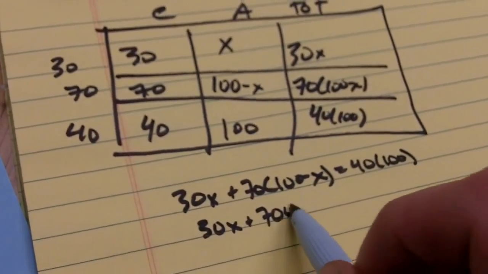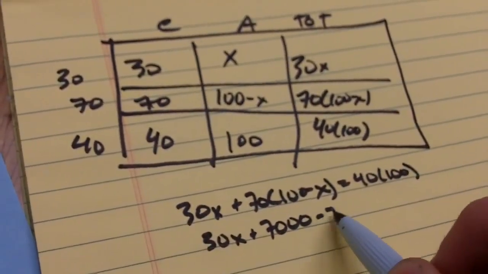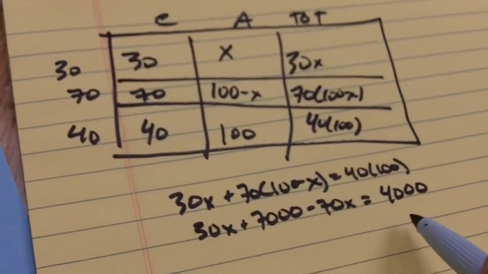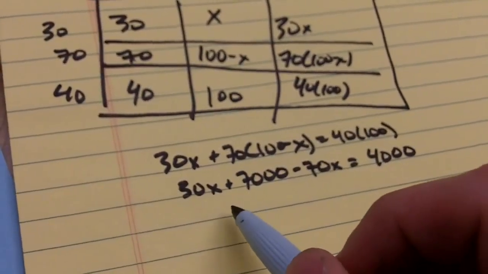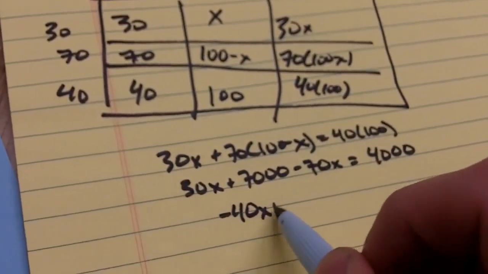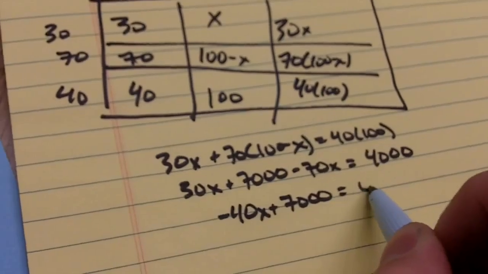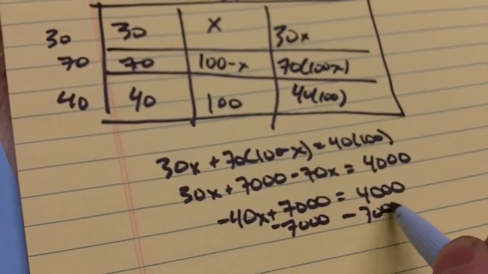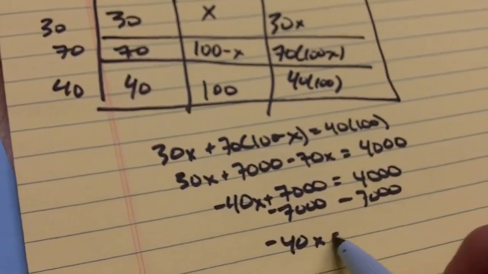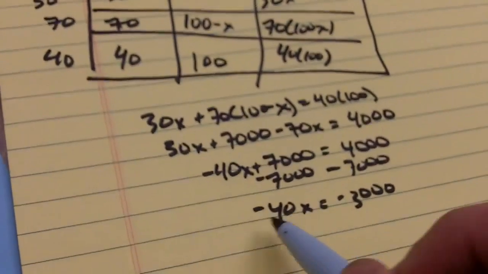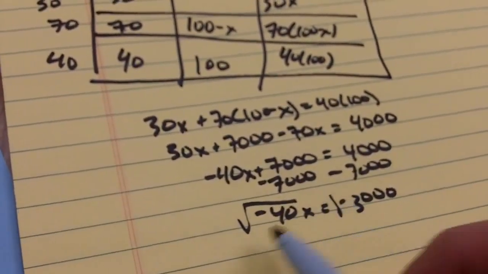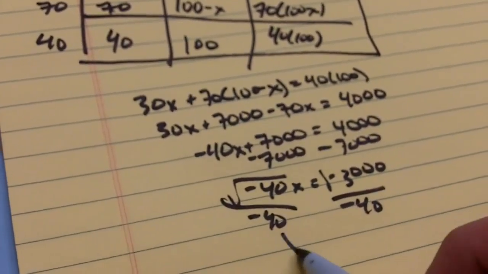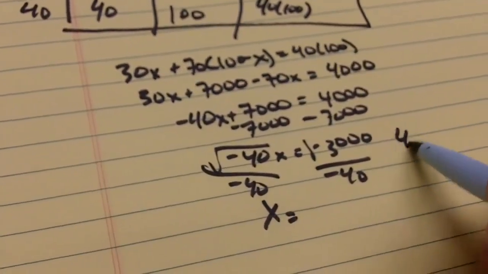30x plus 7,000 minus 70x equals 4,000. Combine like terms. I get negative 40x plus 7,000 equals 4,000. Subtract 7,000 from both sides. Negative 40x equals negative 3,000. And divide by negative 40. X equals, how many times does 40 go into 3,000?